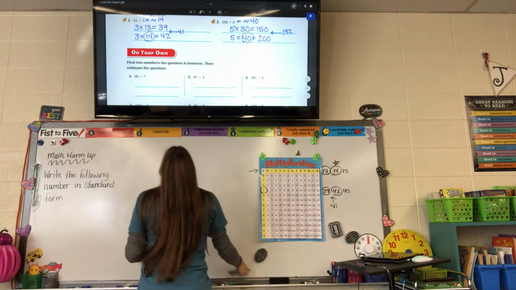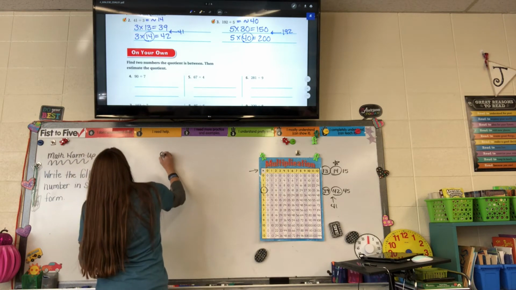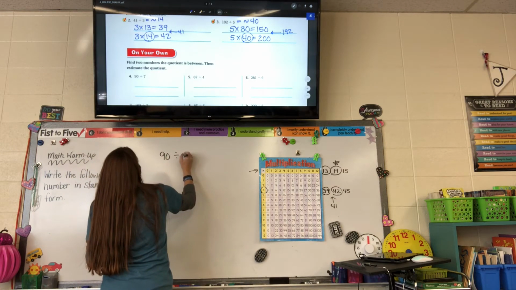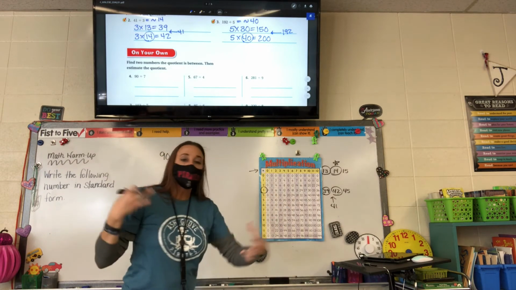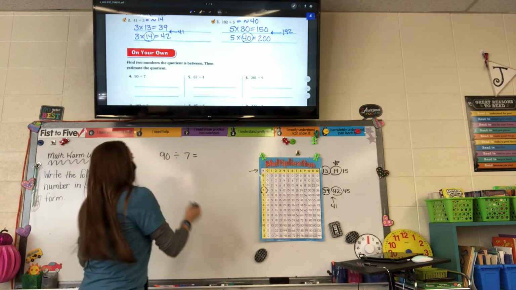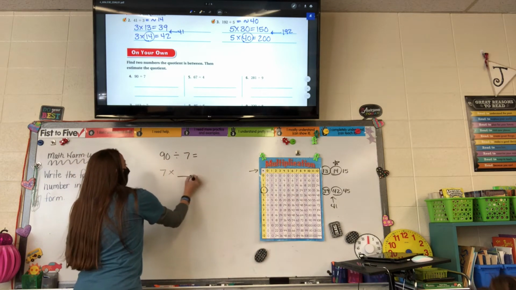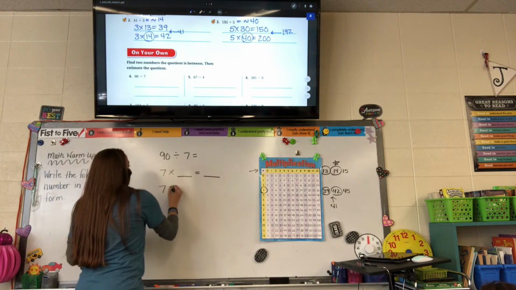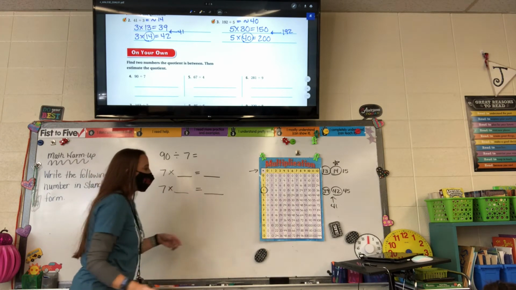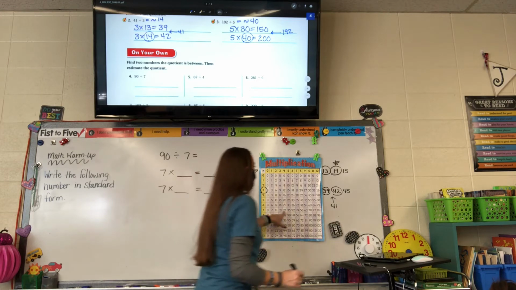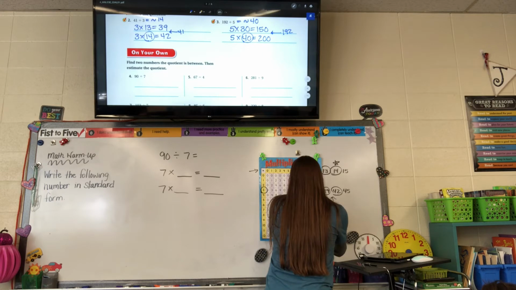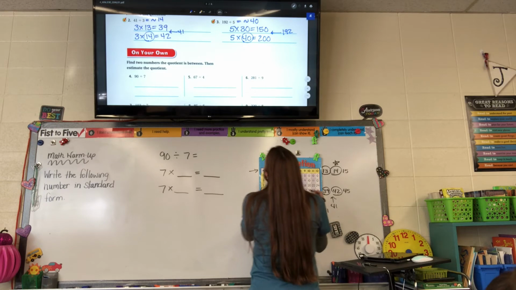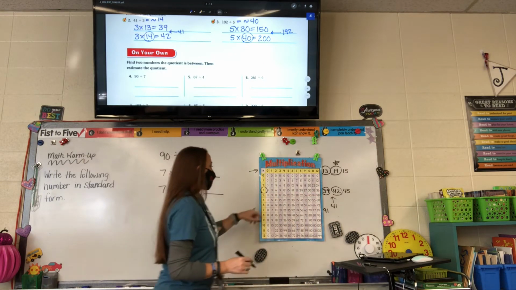All right, 90 divided by 7. So the first thing we're going to do is start multiplying 7 times whatever numbers you guys pick. That's going to get us close to 90. Okay, so let's look at our multiplication table. If we go to the 7 row, 91, that's what 13 times 7 is.